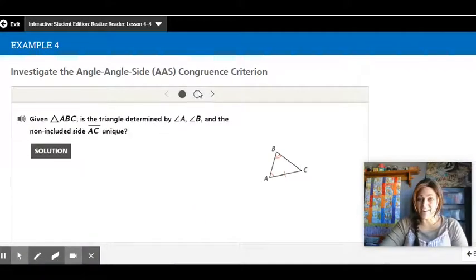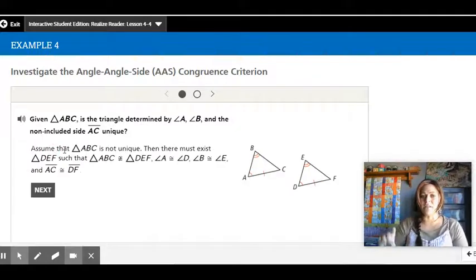Here is another criteria. So we've already done side, angle, side in the previous lesson. We've done side, side, side in the previous lesson. And then this lesson uses angle, side, angle, angle, angle, side. So here's a fourth one. So we need to determine if this is unique or if you can make another triangle with this angle and that exact side.